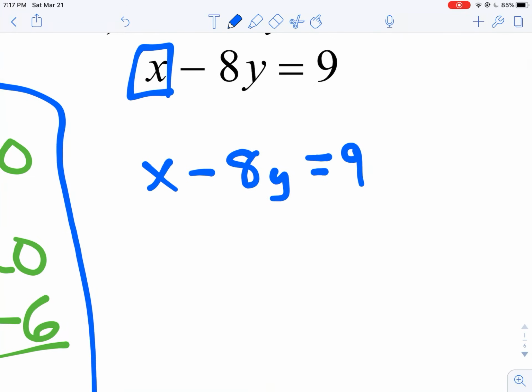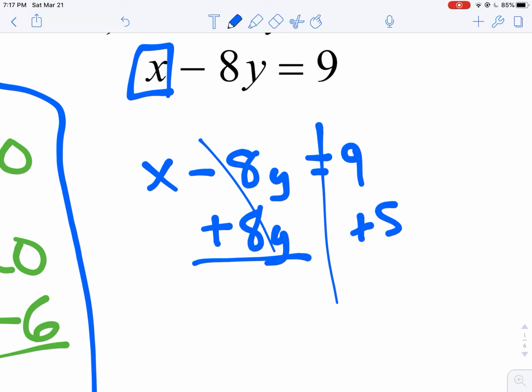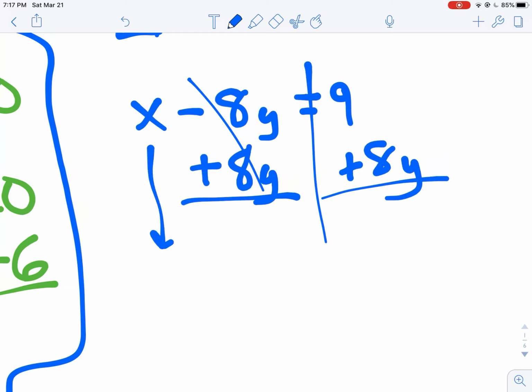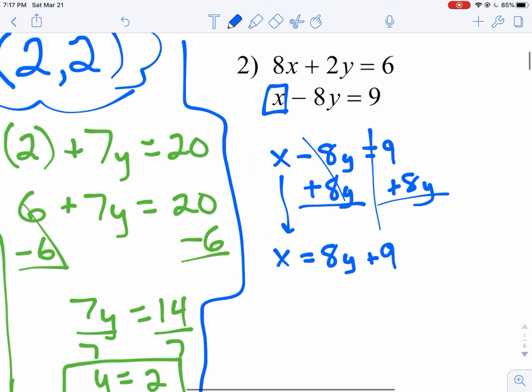Okay, I have x minus 8y. How do I get rid of this negative 8y? I'm going to add 8y. Goodbye. What I do to one side, I have to do to the other, but I don't have like terms on the other side. So I drop down this x equals, I have a positive 8y on the right, and I have a positive 9 on the right.